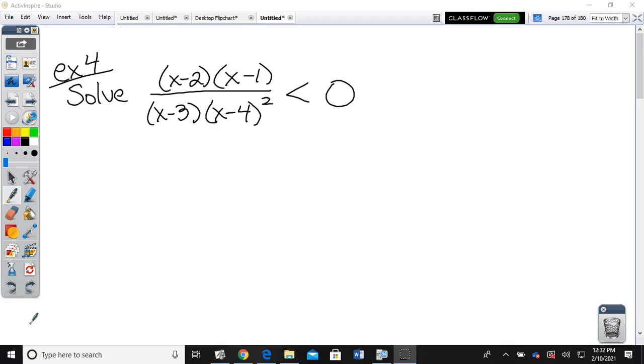Can't be 3, it'd be less, and it can't be 4, because that would give us what in the denominator? 0. Okay? So x equals 3 and x equals 4 are 2 of the numbers we need.